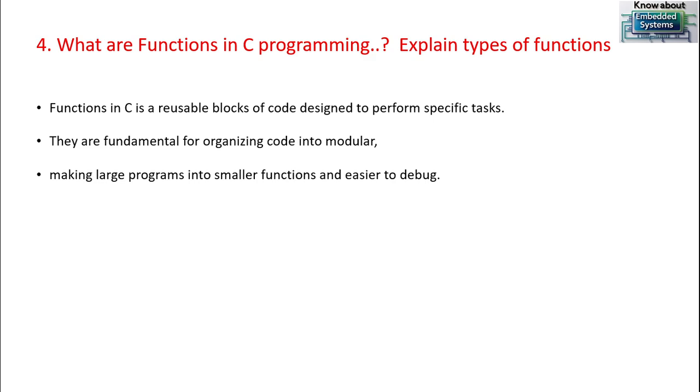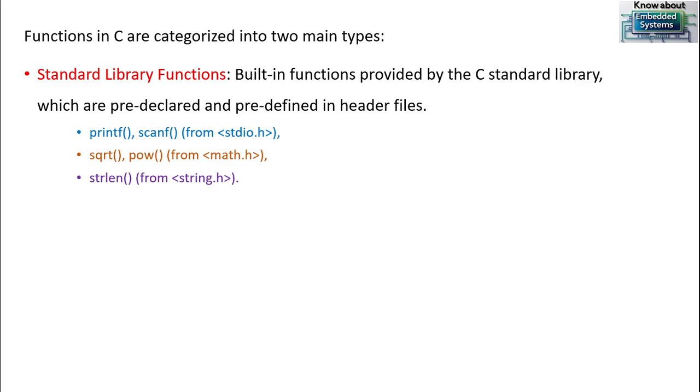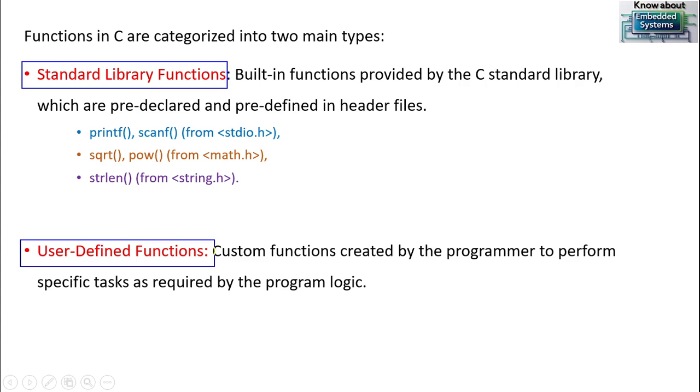Now we will understand what are the different types of functions available in C programming. So basically in C programming there are two types of functions. One is called standard library functions, and one more is called user defined functions. So one is a standard library function and one is called user defined function. One by one I'll discuss.